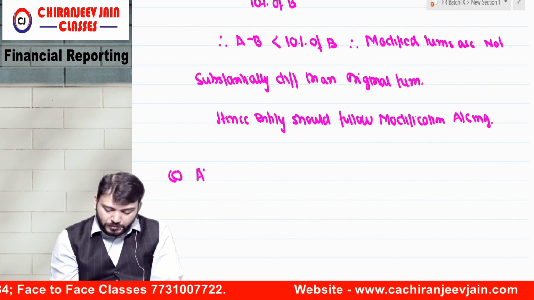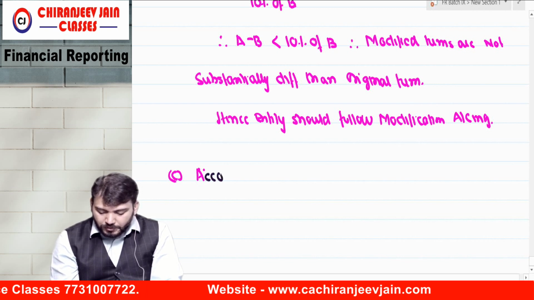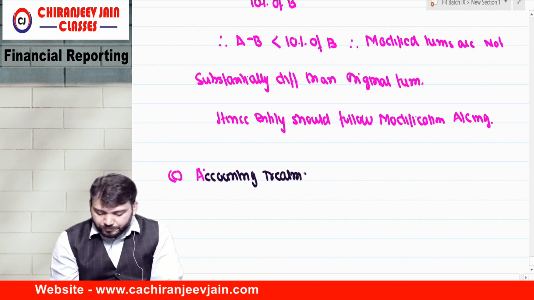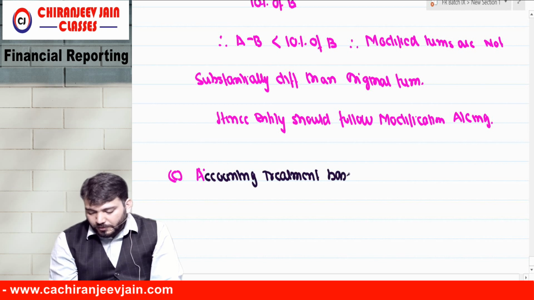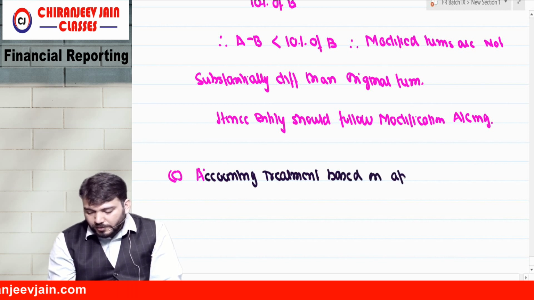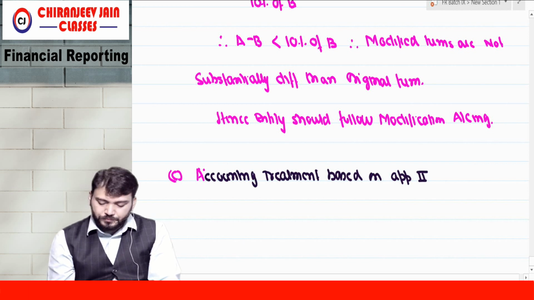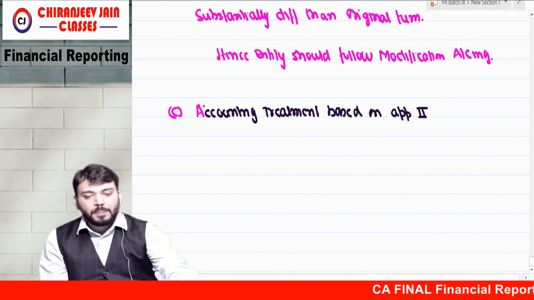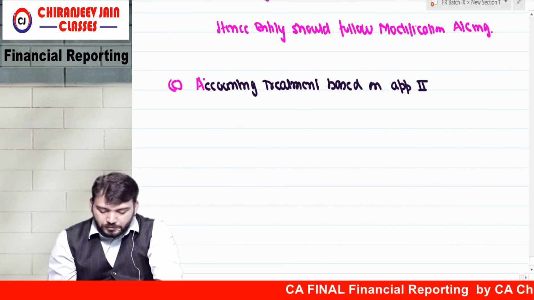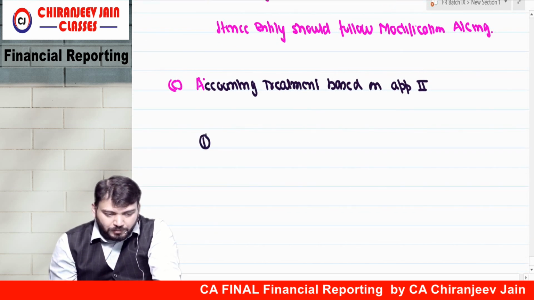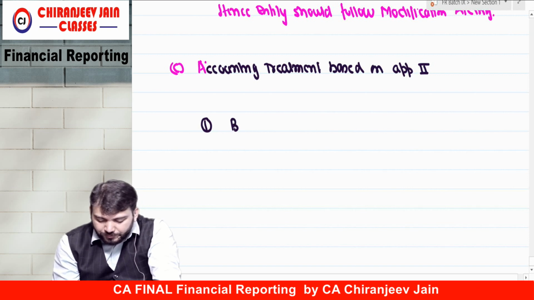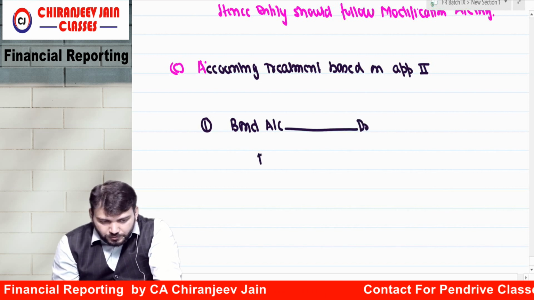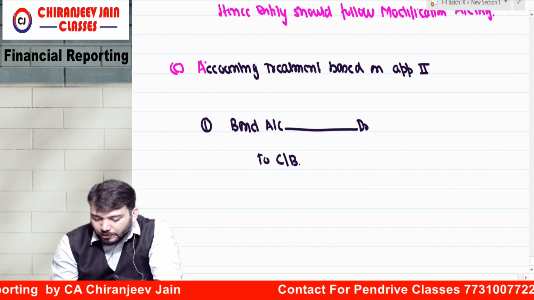So, accounting treatment. Now we are following accounting treatment based on approach 2. First, point number 1: can I pass one journal entry? Bond account debit to cash or bank with the amount of transaction cost, legal fee paid.